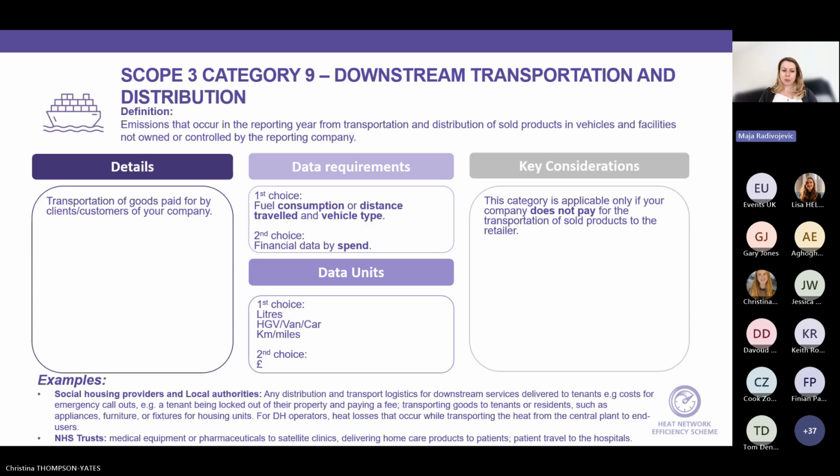So for social housing providers and local authorities, this could include downstream transport and distribution linked to services delivered to tenants, for example, emergency call-out costs when tenants are locked out of their properties, or transportation of appliances, furniture, and fixtures to housing units. For district heat operators, this could include heat losses occurring while transporting heat from a central plant to end users. And for NHS trusts, this might include transporting medical equipment or pharmaceuticals to satellite clinics, delivering home care products to patients, or even patient travel to hospital. Next slide, please.